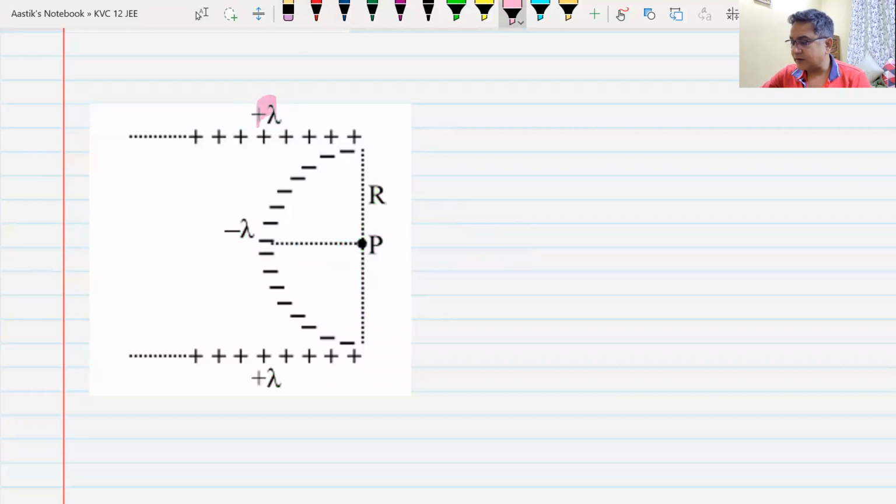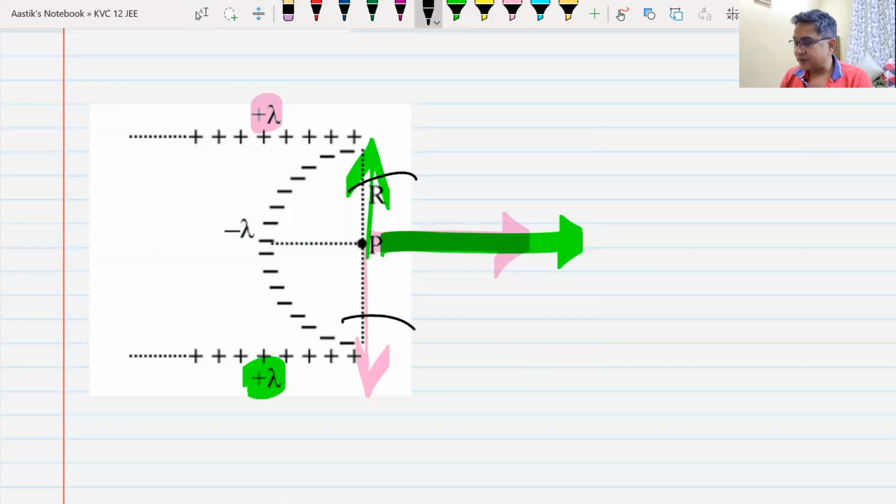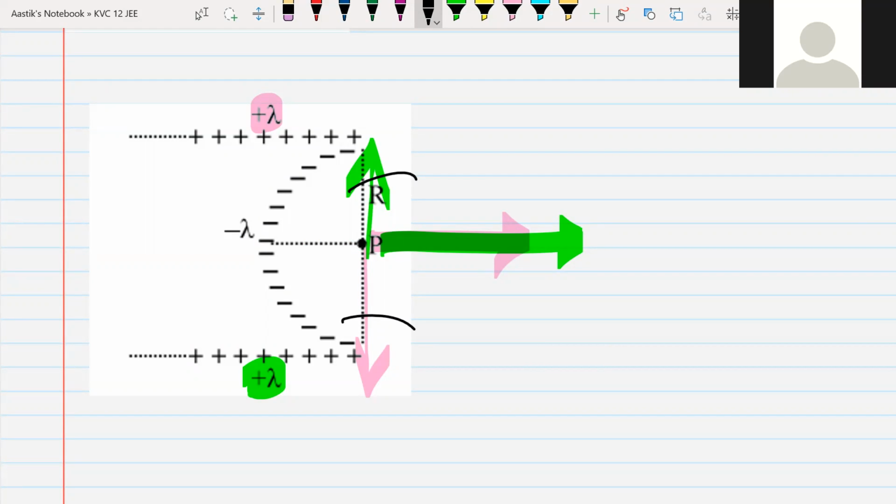So if I call this field the pink one, one pink field will go here, the other field will go here, lambda by 4 pi epsilon naught. Yes or no? If I call this one the green one, one green will go here and one green will go here, lambda by 4 pi epsilon naught. This green and this green, this pink will cancel. Yes or no? Lambda by 4 plus lambda by 4 will become lambda by 2. So lambda by 2 will be going in the right hand side.